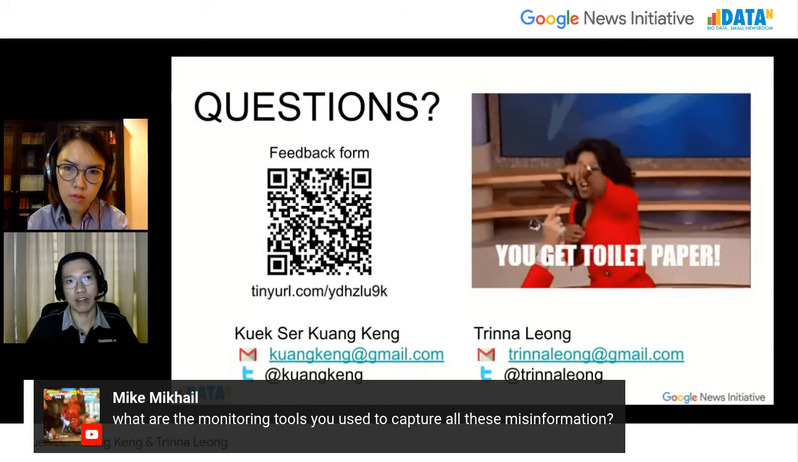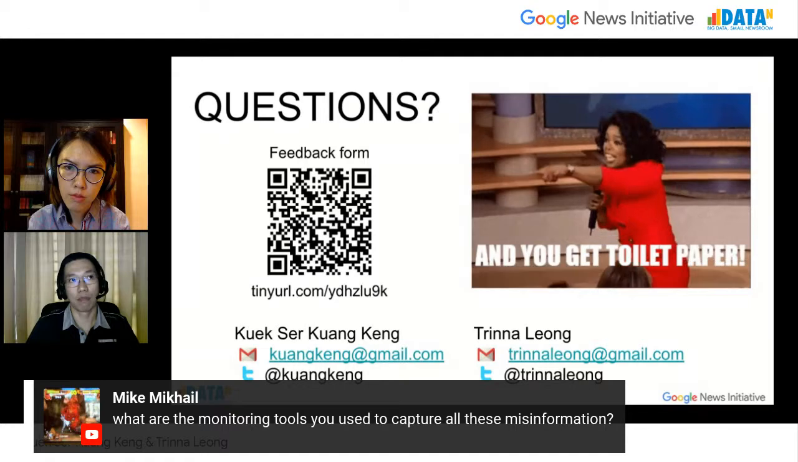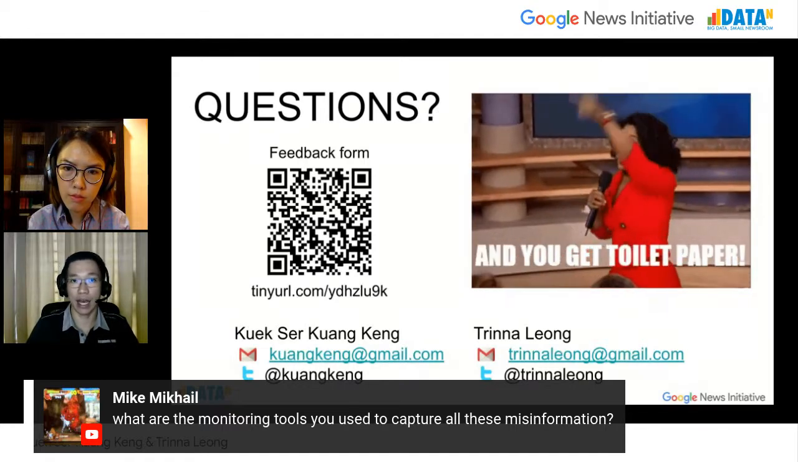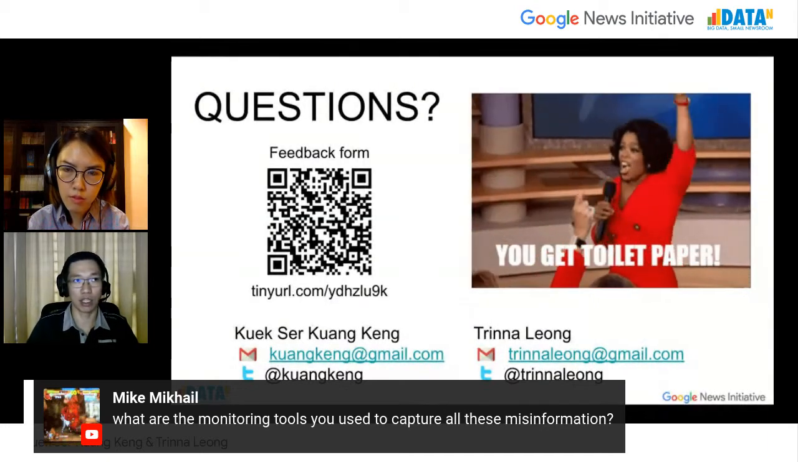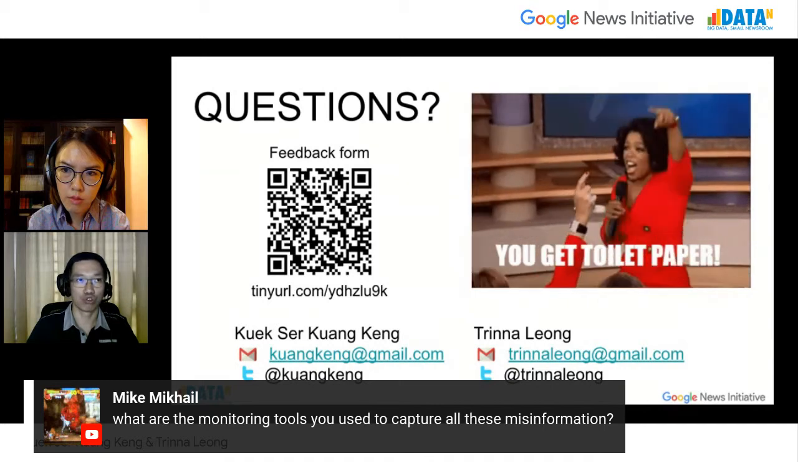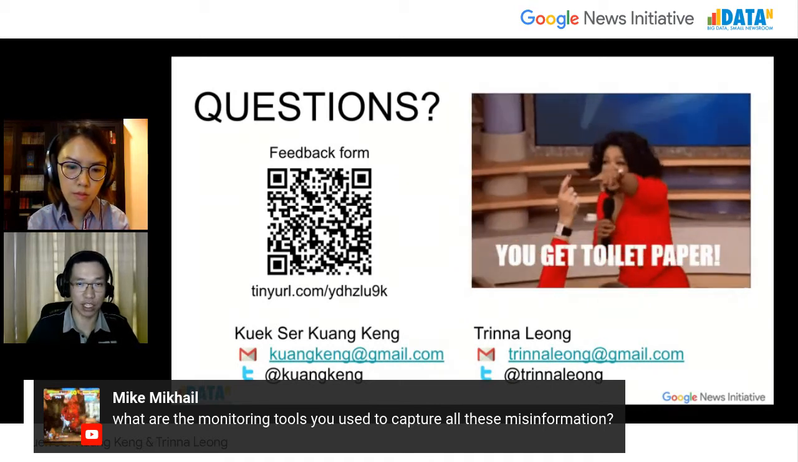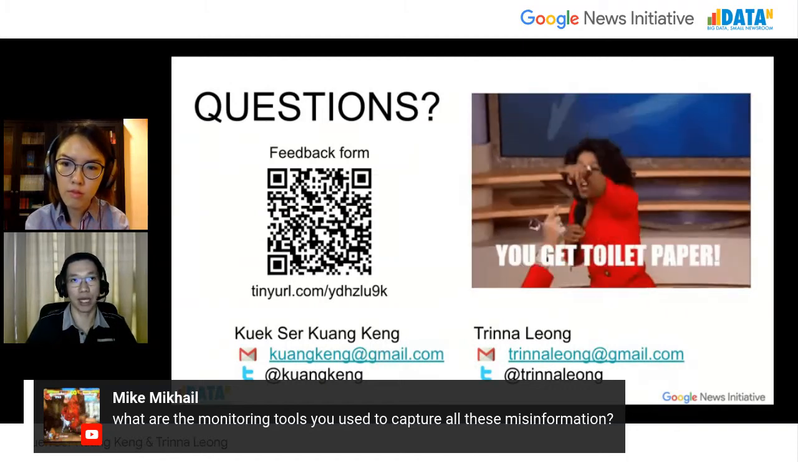I set some criteria, so whenever the posts have received extraordinary traffic or engagement, I would get an alert, and I would look at the post. If I know that this is something that is fake, then I would try to track who started it and try to fact check it. So that's my workflow. I will monitor certain pages that I know.